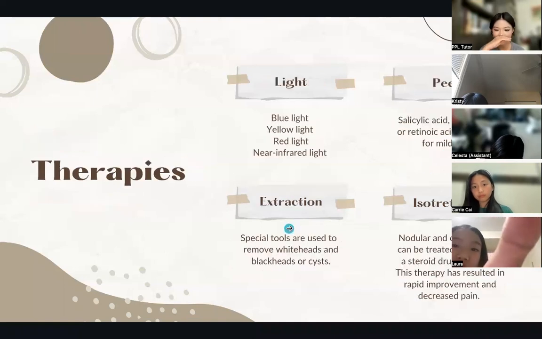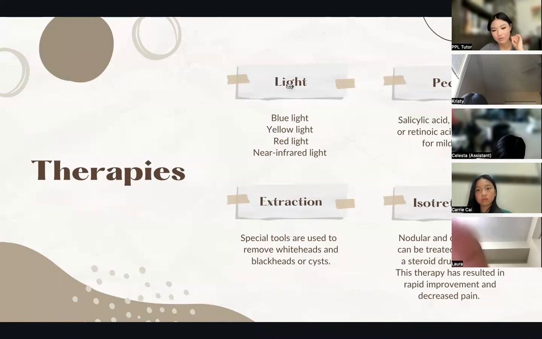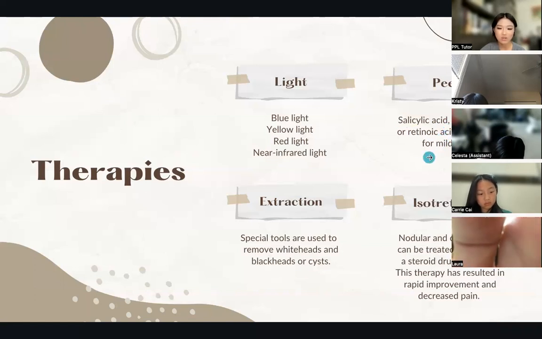So therapies. These are, I guess, cosmetic interventions. We have light, like blue light, yellow light, red light. These all have different benefits. However, they're mostly used for very mild acne, or just to improve the appearance of blackheads and whiteheads and pores. And then we have our peels. So peels have much greater concentrations of salicylic acid, glycolic acid, and just every other type of acid. And it is generally used for mild acne, like blackheads, whiteheads, and papules.